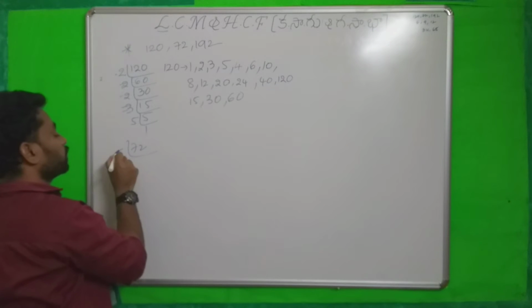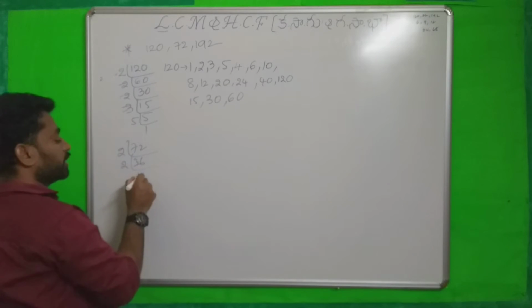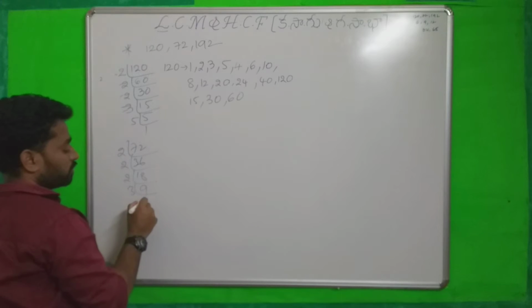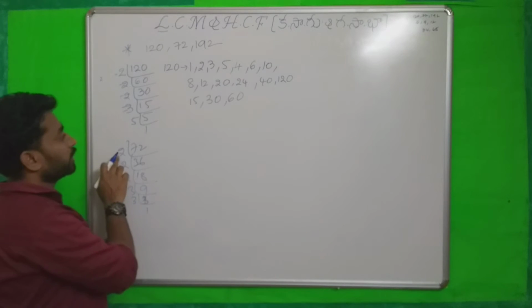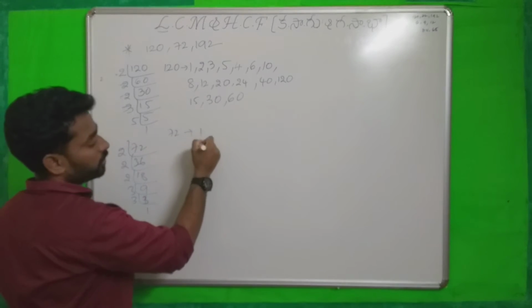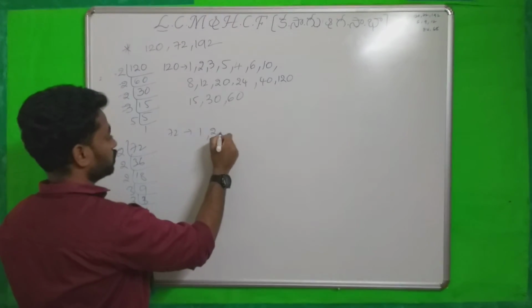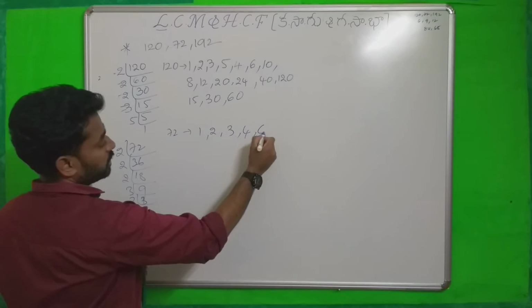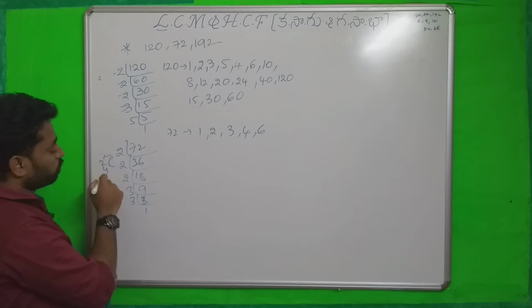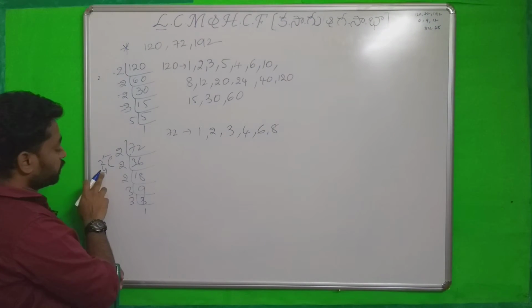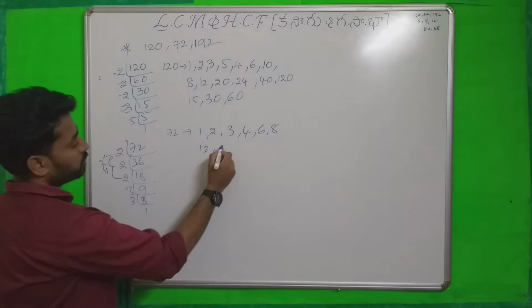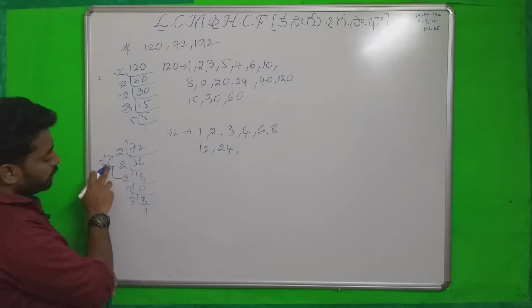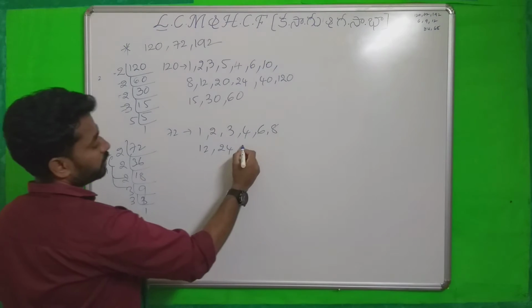Next 72 I am going to write: 2 36, 2 18s, 2 9s, 3 3s, 3 1s. This is a prime factorization. Now again 72 factors I am writing. 1 is a factor of every number, and 2 is there and 3 is there. Next upwards, 2 2s are 4, 2 3s are 6. Next 2 2s are 4, 4 2s are 8, 4 3s are 12, finished. And 8 3s are 24, 24 3s are 72.